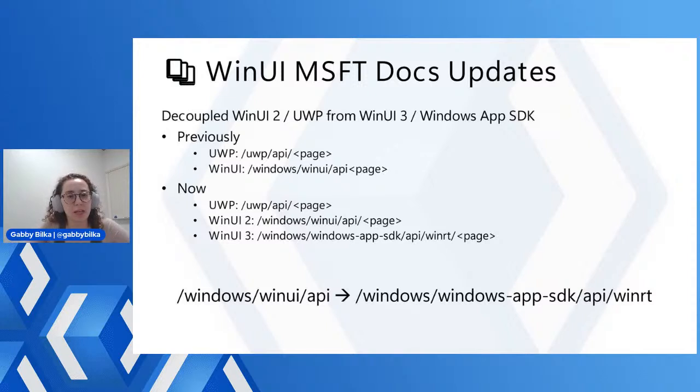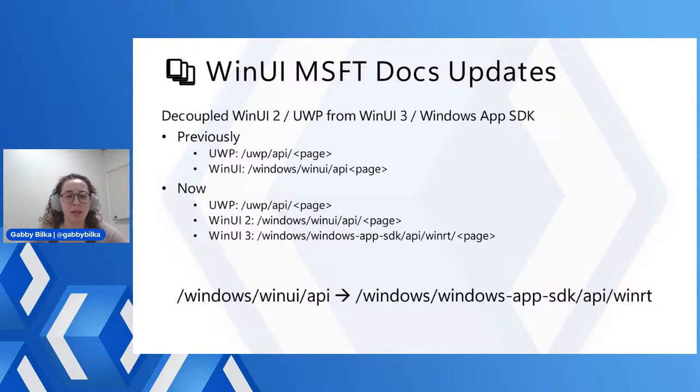I wanted to also give an update about the WinUI docs. As you might have seen recently, we've decoupled the WinUI 2 and 3 docs from each other, as well as keeping them apart from UWP. Previously, we had WinUI 2 and Windows App SDK WinUI 3 documentation all in the Windows WinUI API path. And now we've split them to make it a bit easier to find the right documentation for the right version of WinUI that you're using.